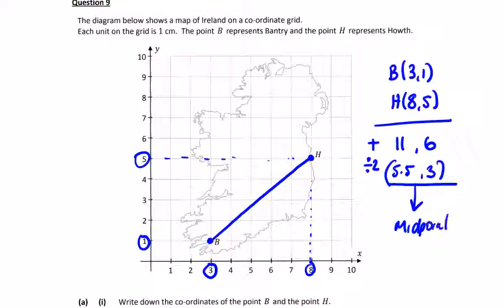Now I'm just going to put it on the diagram just to check, if it ends up here or something we know we're wrong. So 5.5 is here. So let's go up to 5.5. Let's see, up to 3. Does it work? Yeah, it does. You can see we're absolutely perfect. Midpoint 5.5, 3. From Bantry to Howth, somewhere in South Tipperary.